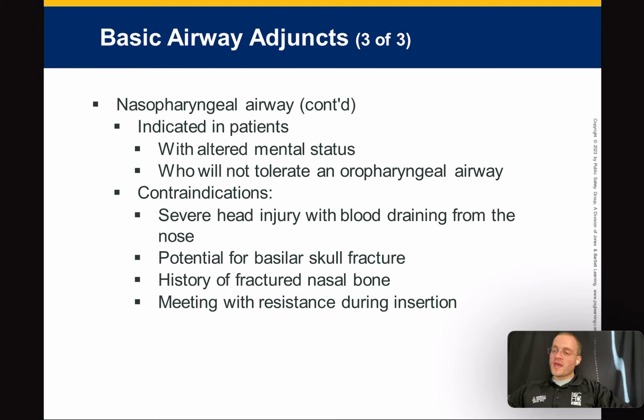So if the OPA fails because they gagged or whatever, and there's no trauma, you can insert the nasopharyngeal airway. Now, again, if there is head trauma or head injuries, blood draining from the nose, bloody nose, anything wrong from here up, do not use this. If there's a potential for a basilar skull fracture, the basilar skull is the bottom part of your skull, the base of your skull, don't use this. If they've had a previously broken nose, don't use this. If you're meeting resistance during insertion, don't use this.